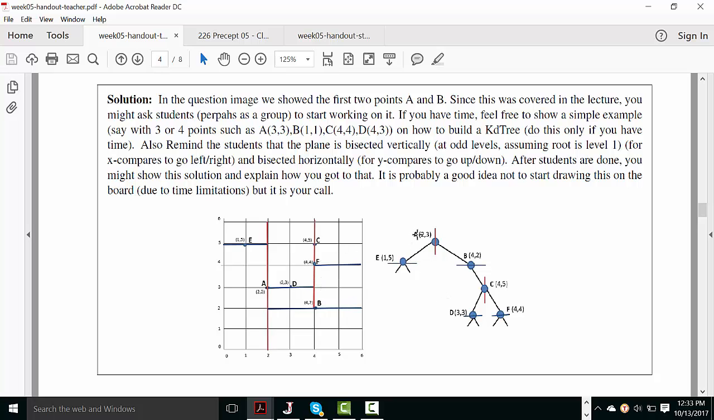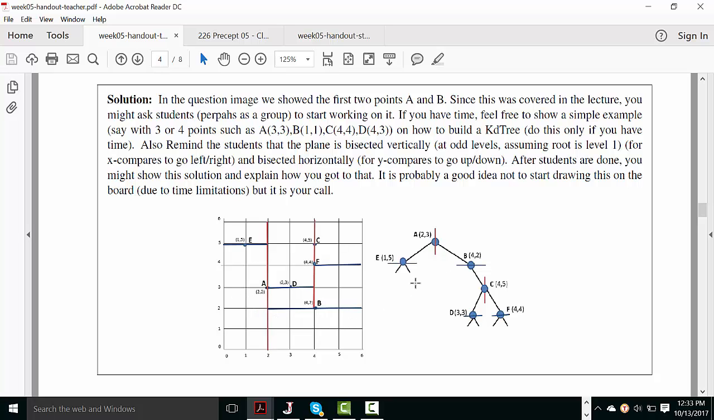So the way we do this is, let's think about the first point. The first point is A, so that becomes the root, and it's inserted here at the beginning. Now, you can think about this as odd levels and even levels. If you have an odd level, you bisect the plane with a vertical line. So anything to the right of A in the tree will be here, and anything to the left of A in the tree would be in this region of the coordinate plane.